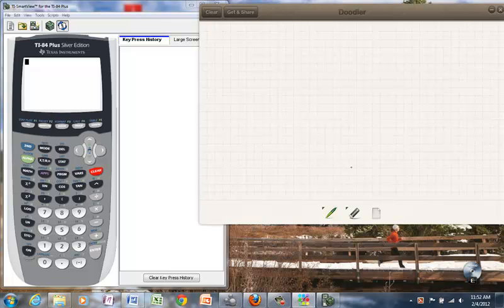I'd like to review again how to do unit conversions, because I know this is one of the more difficult topics that we cover in Math 60. So we want to convert 21,365 inches to kilometers.